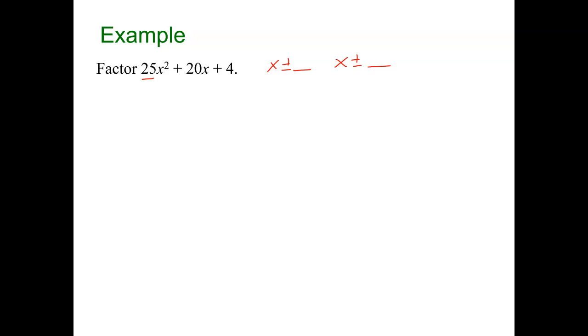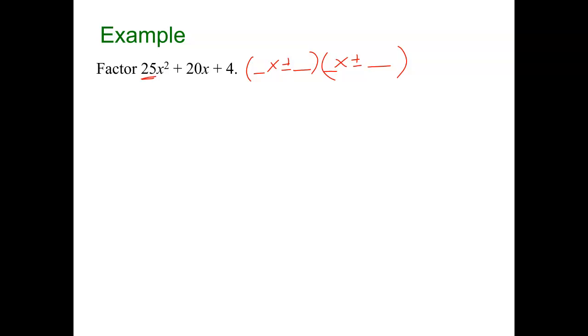The only difference is, because we have this leading coefficient, when we multiply x times x, I need to have coefficients here so that I end up with 25x squared. Okay? So that's what we're going to do. We're going to figure out what those are as well.